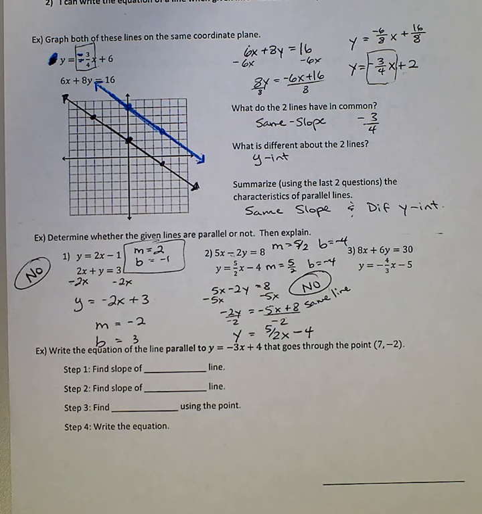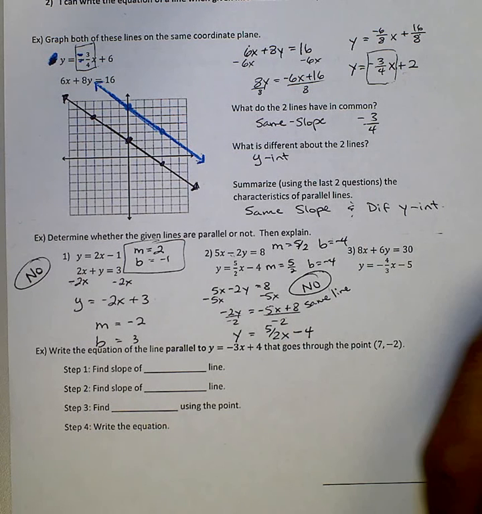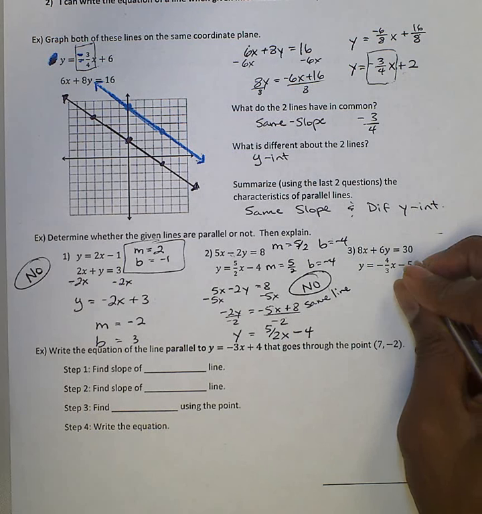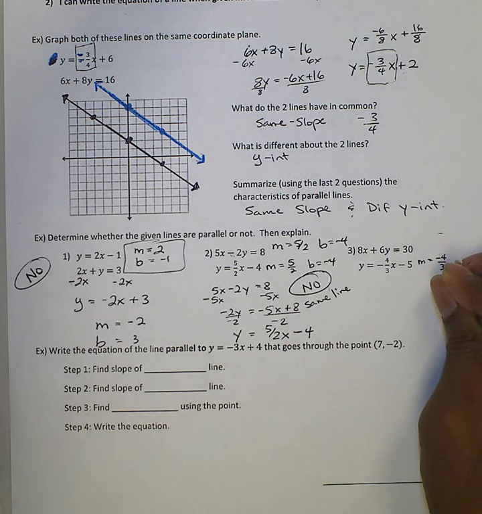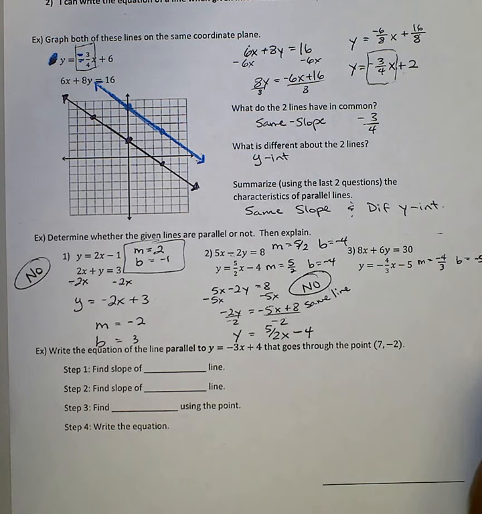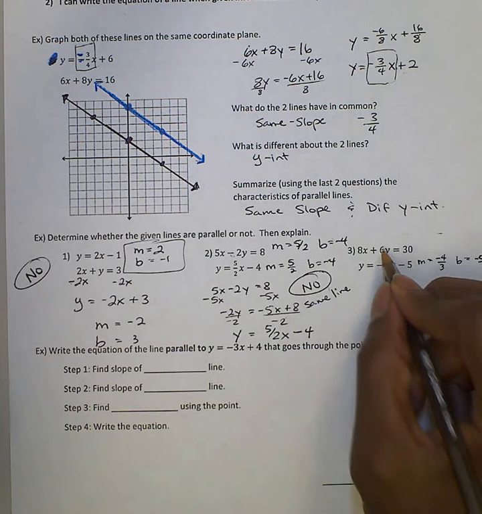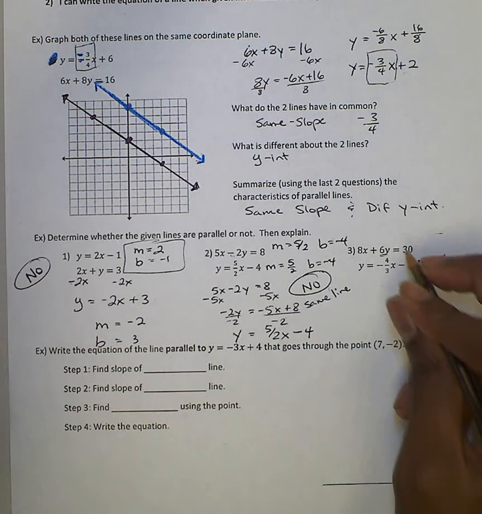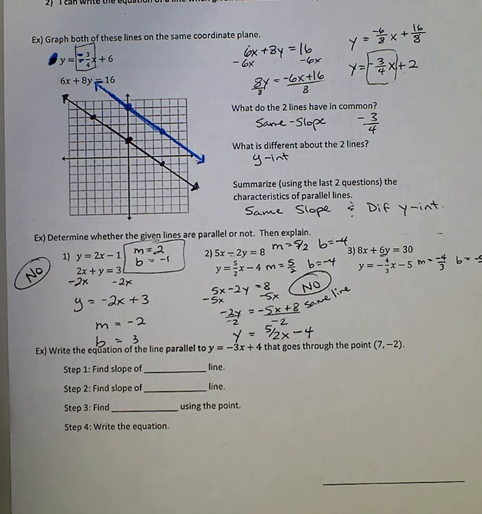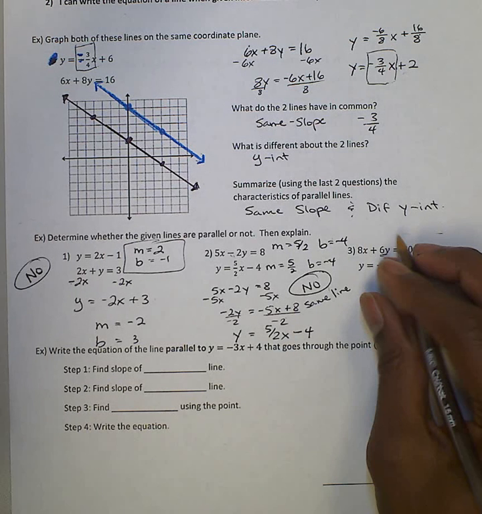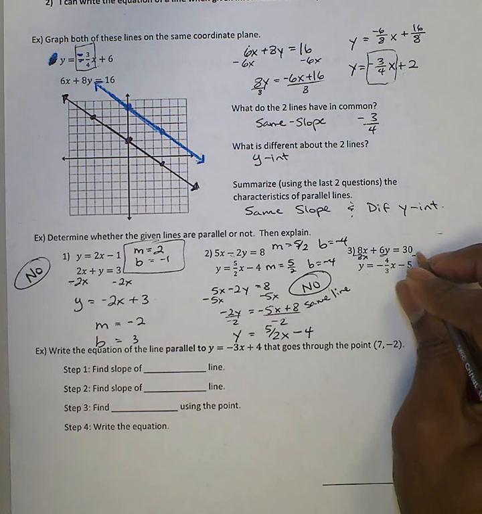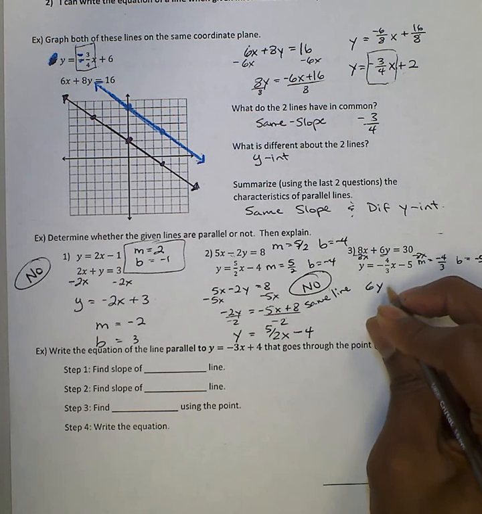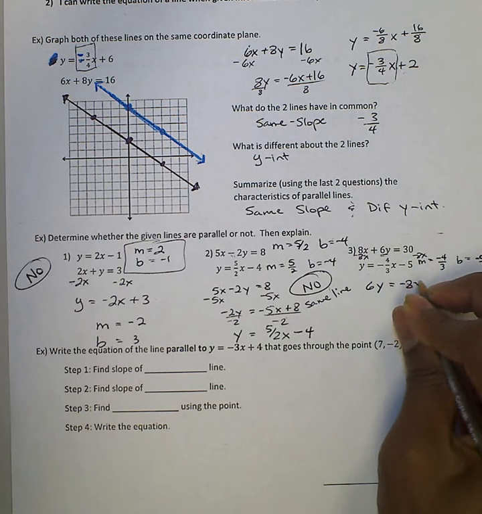Okay, and so we'll go on to the last example here. In this last example, we see our slope for this second line is negative 4/3. Our y-intercept is negative 5. Now we're going to solve this for y, so we can put it in slope-intercept form to find out if these two lines are parallel or not. So if we do that, I'm going to subtract 8x from both sides, and that leaves me with 6y equals negative 8x plus 30.